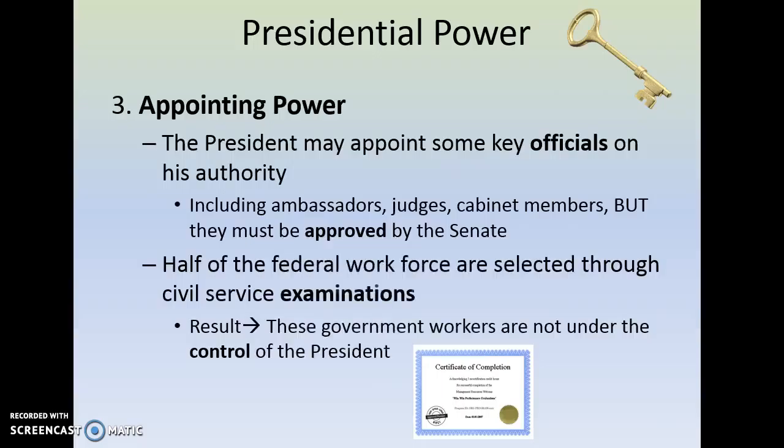He also has appointing power. Here he appoints key officials such as ambassadors, judges, cabinet members.